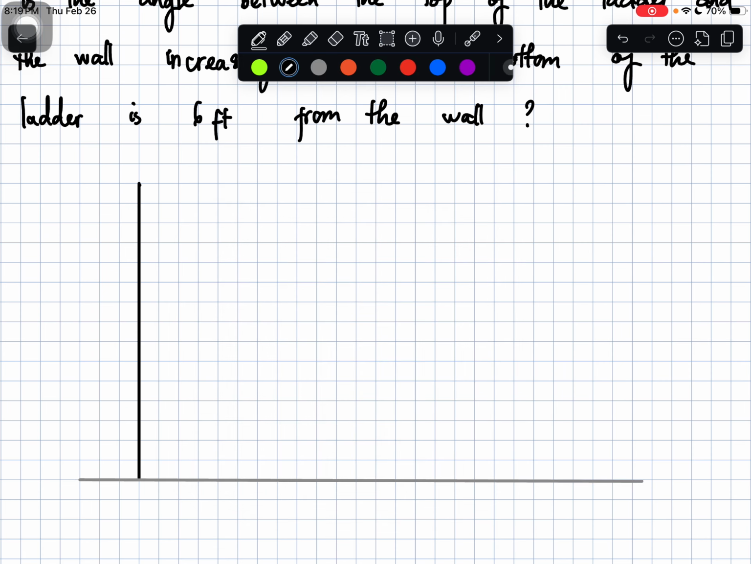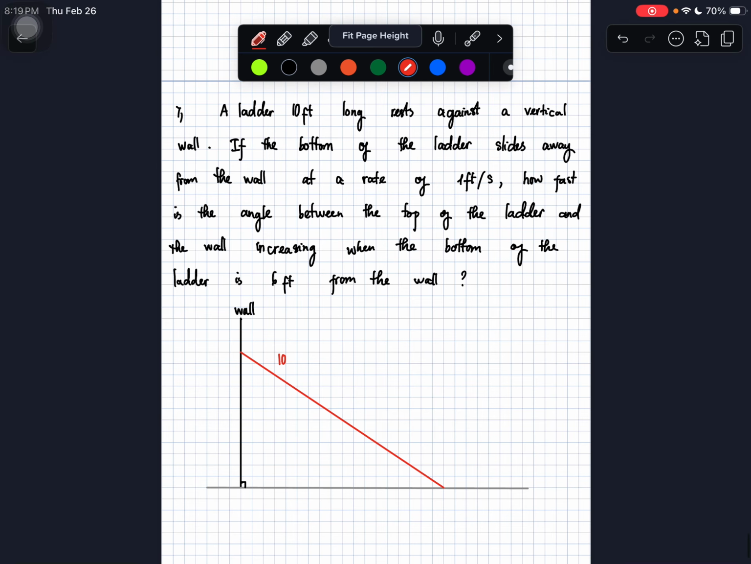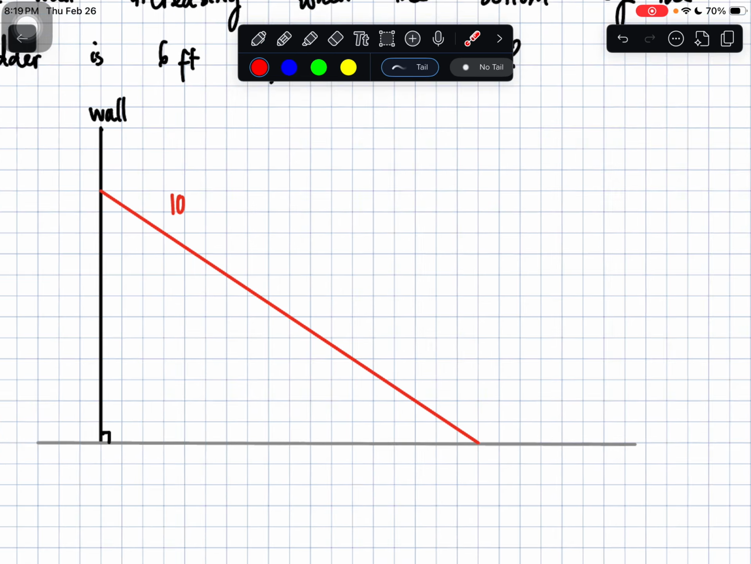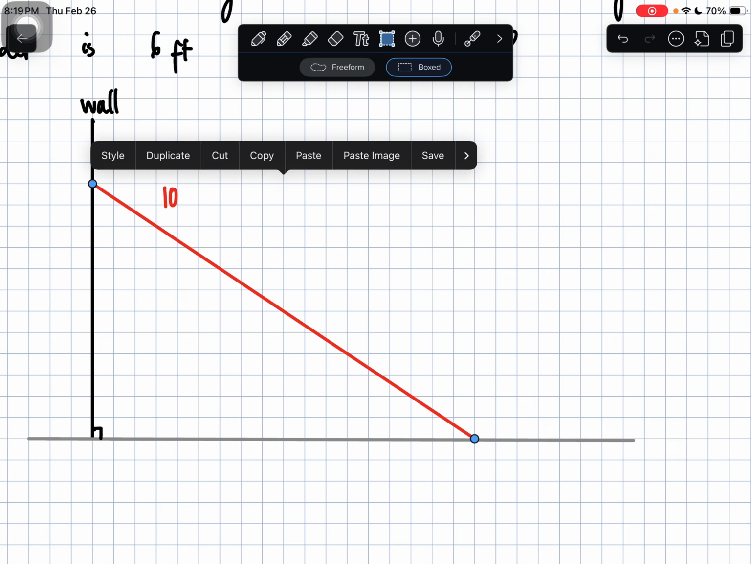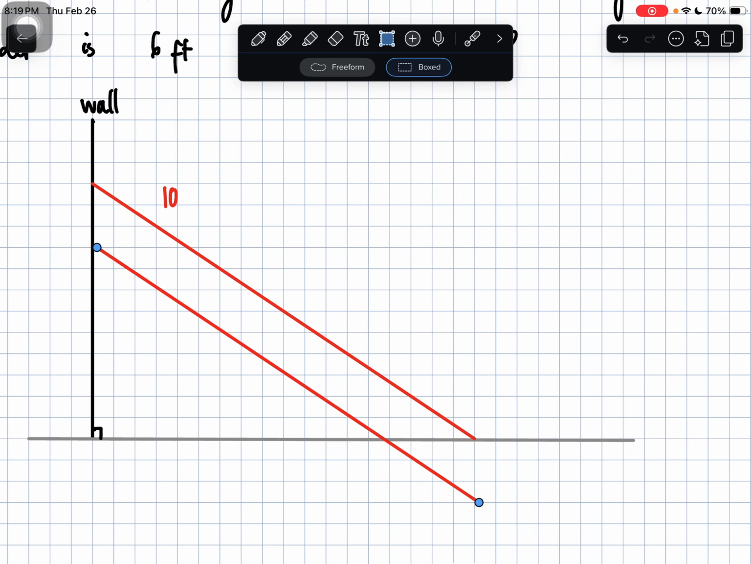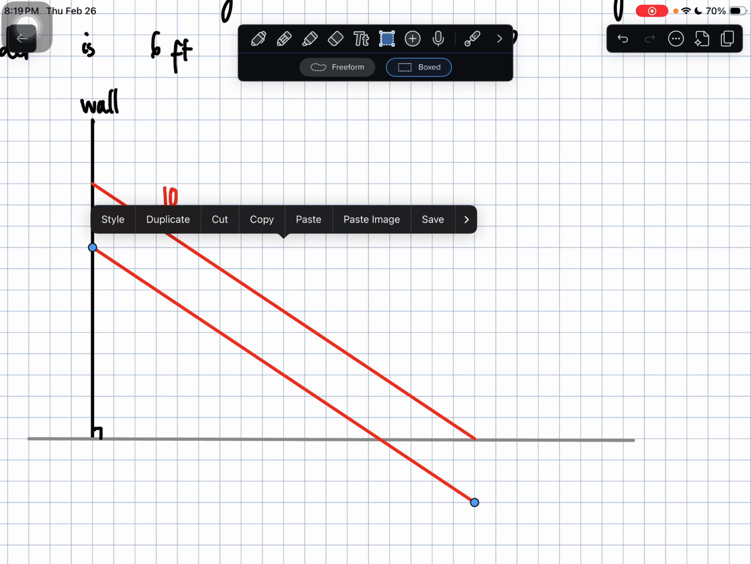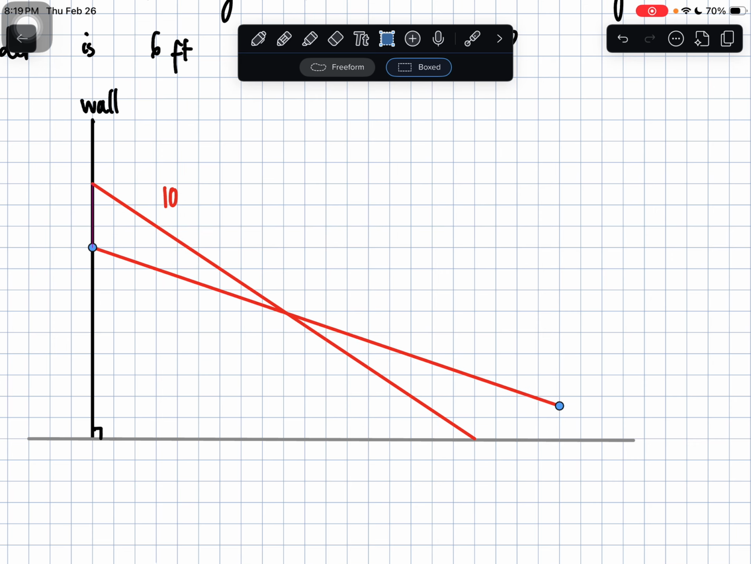And this angle is 90 degrees. Here we have a ladder. Say this is a ladder, and this ladder is 10 feet long. If the bottom of the ladder slides away from the wall, so it slides away like this. For example, one situation is this one, but now it slides away like this.